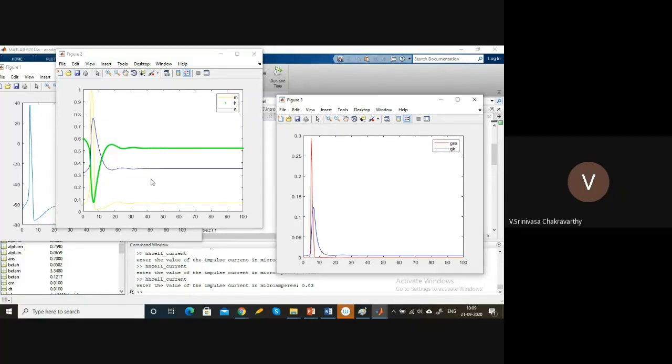If you combine this, you know that GNa is proportional to M cubed H, and GK is proportional to N to the power 4. If you apply those formulae, you get the sodium conductance and potassium conductance. You see a sharp peak in sodium conductance, and a shorter but wider peak for the potassium conductance. So all the things that we have studied theoretically, you can see in this simulation.